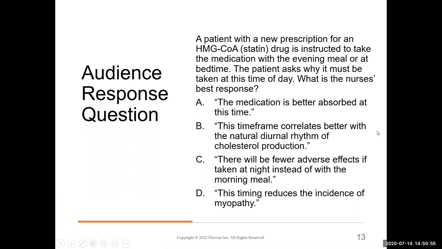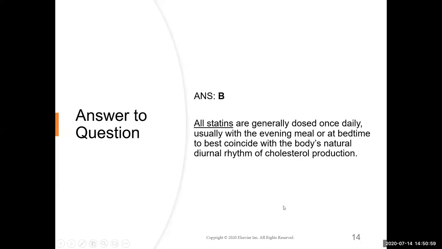So when I said you need to know your pathophysiology, I meant it. It makes a difference. So all statins are generally dosed once daily. That's great, it helps with adherence. And usually with the evening meal or at bedtime to best coincide with the body's natural diurnal rhythm of cholesterol production.